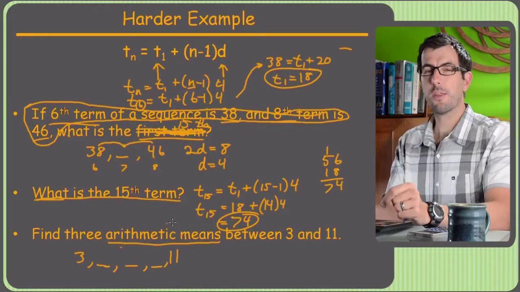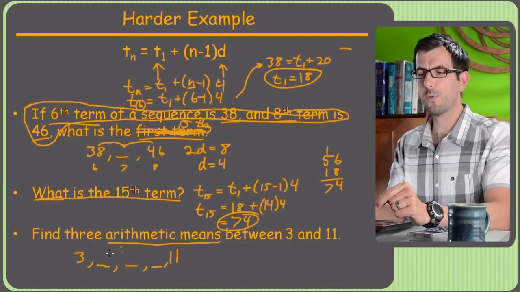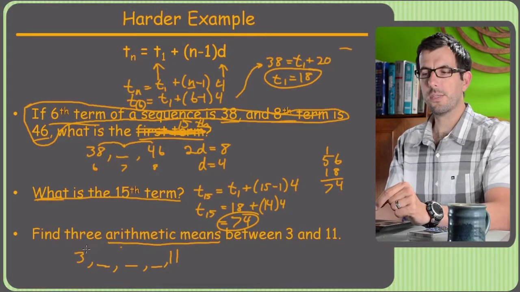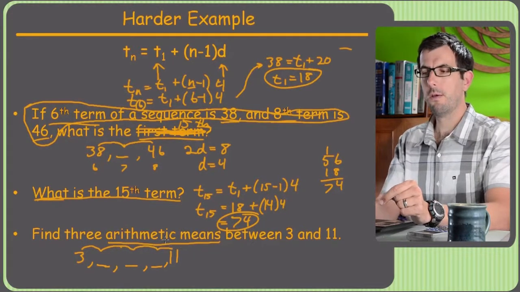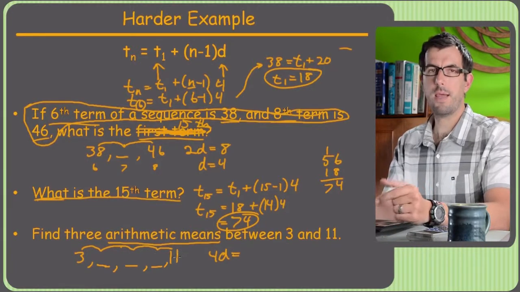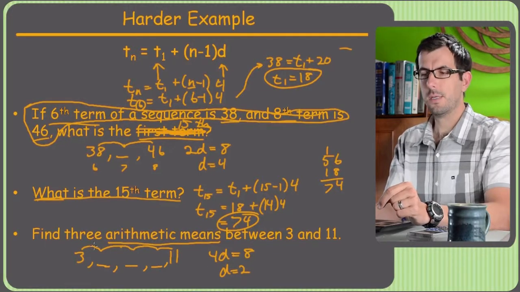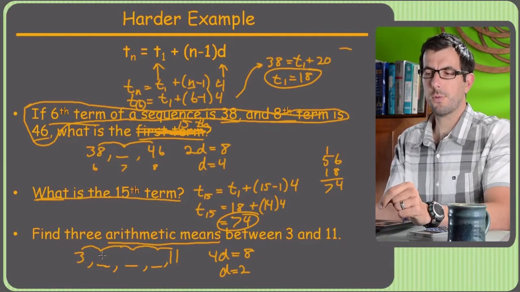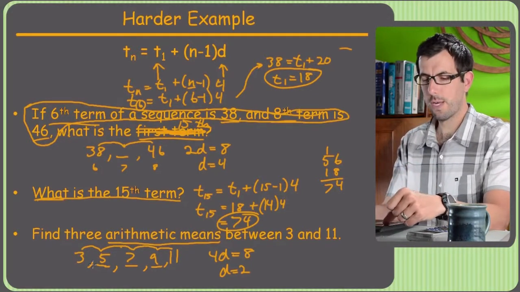and these are arithmetic means, which means we want an arithmetic sequence that has 3 stops in it between 3 and 11. So what you've got to figure is, to get from 3 to 11 is going to take 4 jumps. 1, 2, 3, 4. So that means that 4 times D is going to equal 11 minus 3, which is 8. So D equals 2. So that means I'm just counting by 2s. So 3, 5, 7, 9, 11. Works out, right? No big deal.